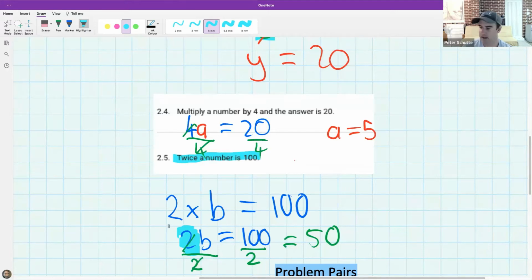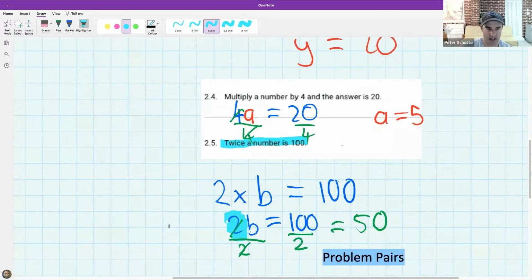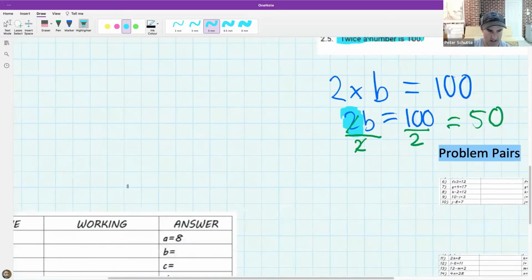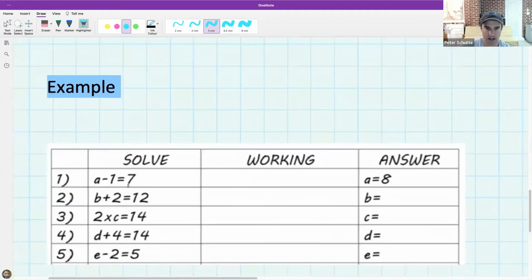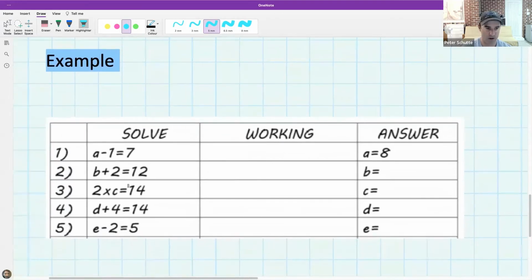Okay. Let's do another one, which is a little bit sneakier. So I want you to look at these 5 equations. And for each of these equations, I want you to use the inverse operation to help you find the answer. So there's going to be a step of working in between. I will do the first one to show you what I mean. In the first equation, I need to solve a minus 1 is 7. So I'm looking for a value of a that makes that true.